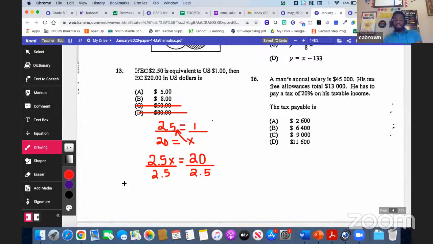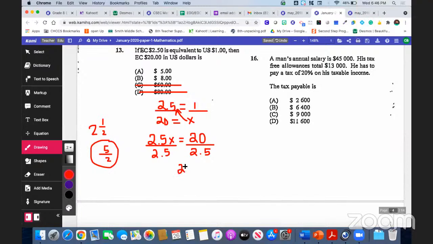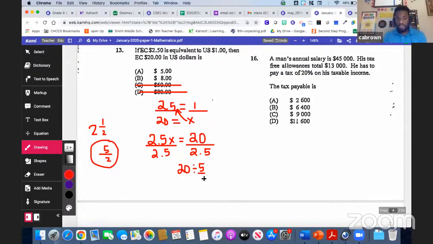Remember, we're not using any calculator, so let's see if we can work this. 2.5 is the same thing as 5/2. I normally like to put it like that. So pretty much what we're saying is 20 divided by 5/2, or 20 times 2 over 5. 5 into 20 is 4, and 4 times 2 is 8. So our answer is indeed B, as was stated.